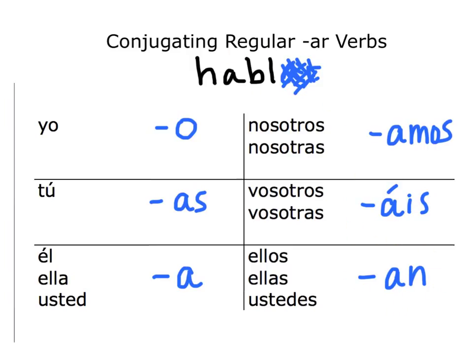So these are really important endings that you should know for class. O, as, a, amos, and an. We're not going to use this one too much in class. Okay, that's all we need to do to conjugate verbs. We'll practice this a lot in class.